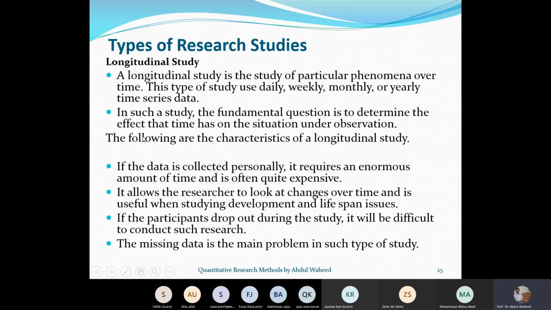So this type of study allows the researcher to look at changes over time and is useful when studying development and lifespan issues. So over time you will see, suppose if you draw a graph for saving of Pakistan, domestic saving in Pakistan, you can see whether there is a rising trend, a declining trend or a fluctuating trend, if you have long time series data available. So you can do some trend analysis.